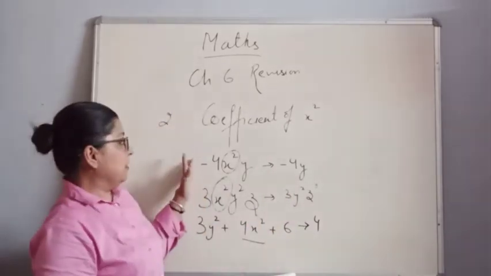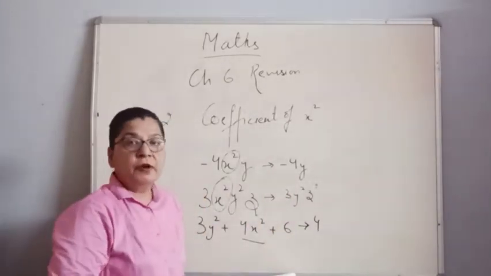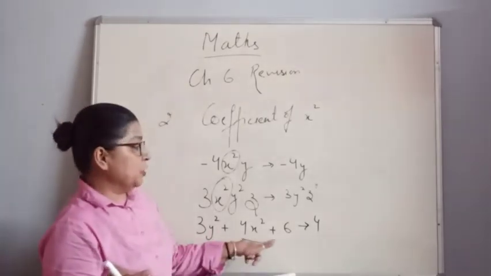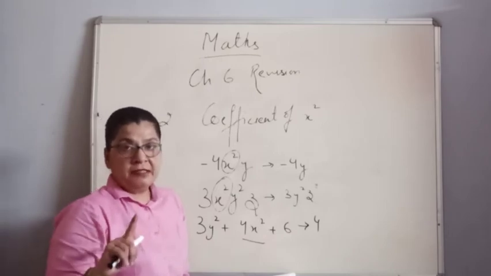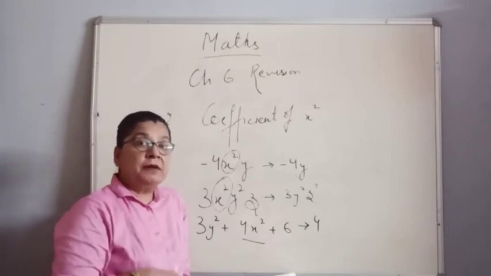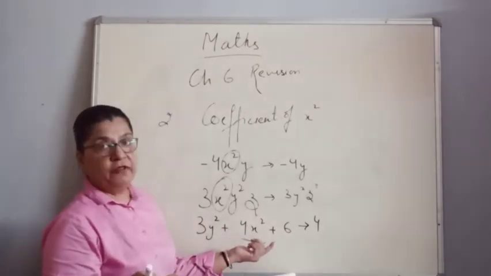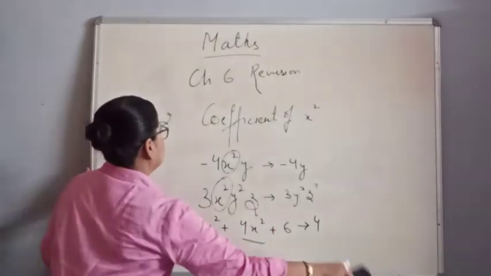Okay, when we are having one term, it's very easy. We will remove that x square, we will write the rest of the things. But if we are having 2 or 3 terms, then first step we will identify which term is having x square. Identified, then from that we will remove x square and we will write the rest.